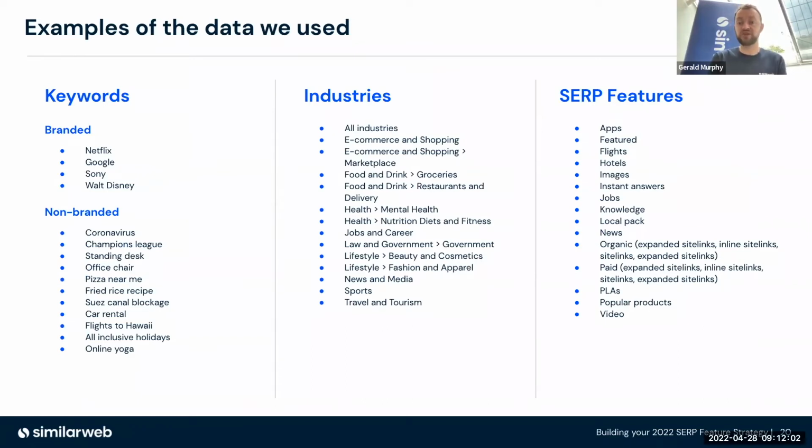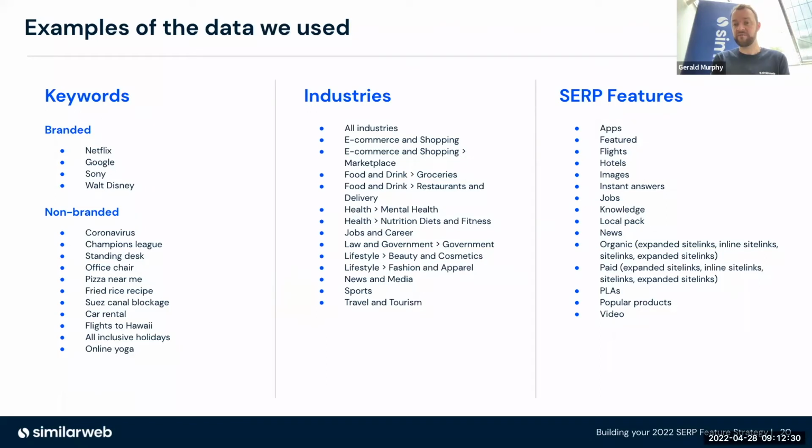So for example, Sony or Walt Disney, because they're owned by an entity, would be what we call a branded keyword. When we say non-branded, we basically mean that the keyword can belong to many brands. For example, office chair or standing desk isn't really owned by one brand, therefore it would be called a non-branded keyword. Some of the industries we analysed were e-commerce and shopping, mental health, news and media, as well as travel and tourism.